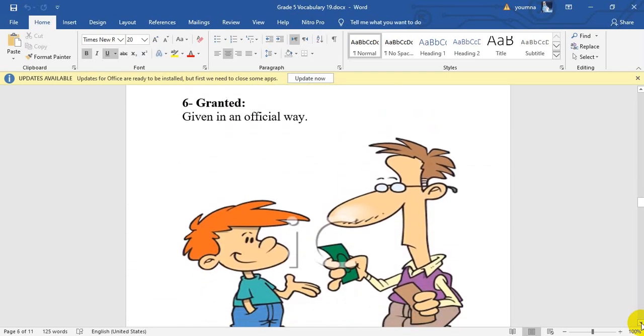Then we have the word granted. Granted means given in an official way. So the father is giving his son money. So he is granting his son some money. He's giving him something, okay?